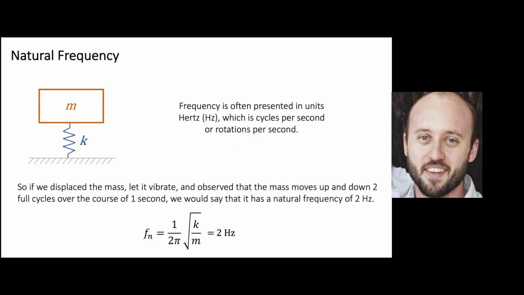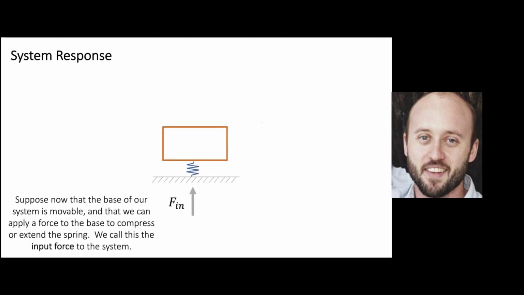So if we displace the mass and we let it bounce up and down, and we observed over the course of 1 second that it bounced up and down 2 full cycles, we would say that 2 cycles divided by 1 second is 2 hertz. So we would see that the system has a natural frequency of 2 hertz from visualizing the system and from observing it. Alternatively, if we actually knew the properties, the stiffness and the mass, we could calculate it and we would get the exact same answer. So now let's add another layer of complexity.